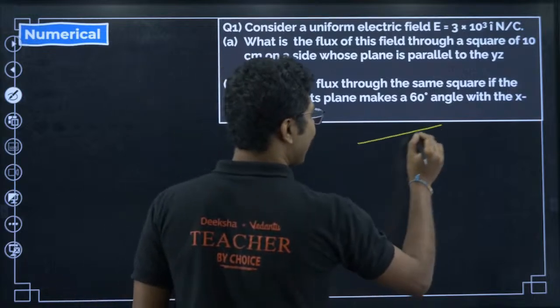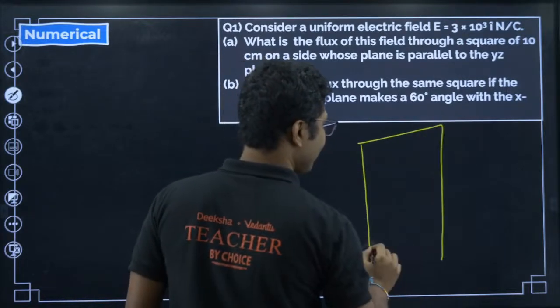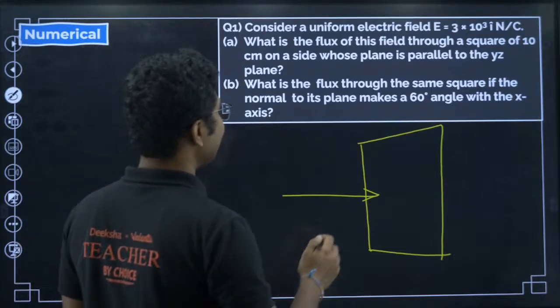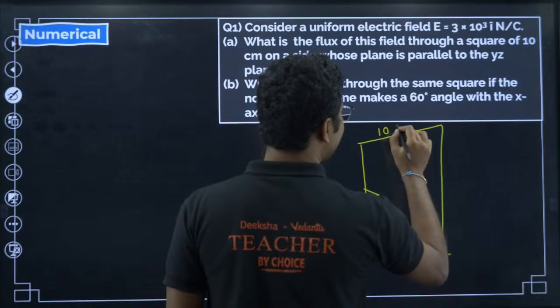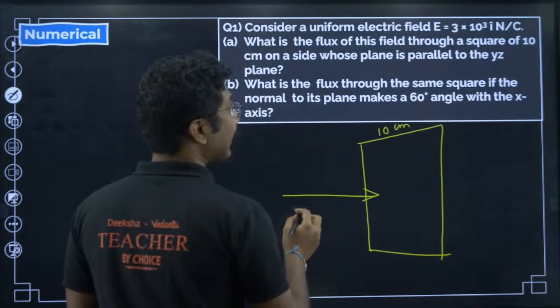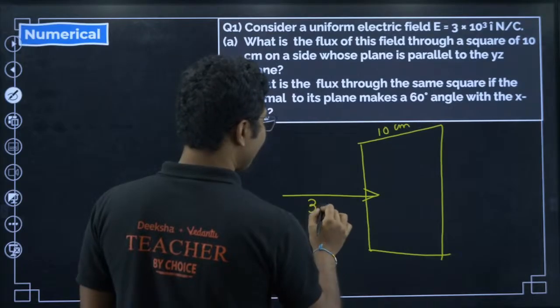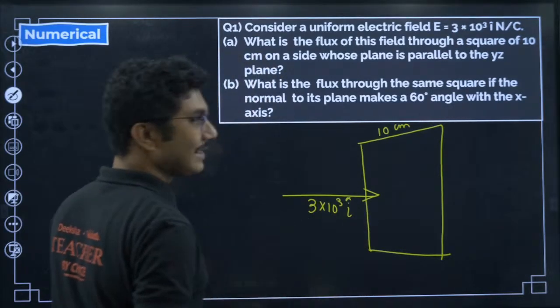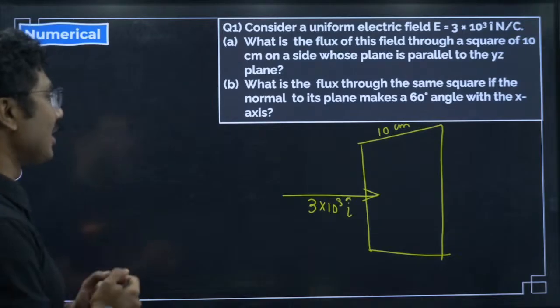So, first we have a YZ plane, we have an electric field, and it is a square, sides are 10 centimeters. Electric field is given by 3 into 10 to the power of 3 i cap. Okay, so what is the electric flux? Now, what is the formula for electric flux?